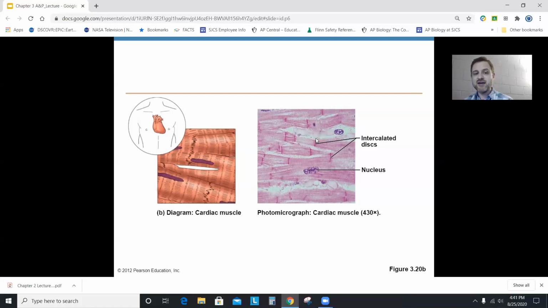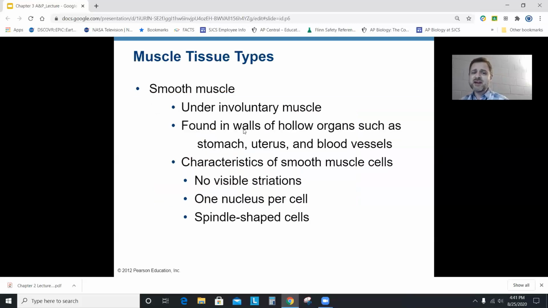muscle cells can. Obviously, your heart has to function rhythmically and steadily, 70 beats a minute for, I don't know, say 80 or 90 years. So the cells being able to communicate well is very, very important. The last kind is called smooth muscle. Smooth muscle is also involuntary. You don't have to think about it. This would be muscles found lining your stomach, the uterus, blood vessels.